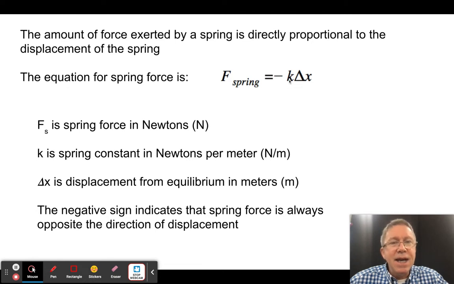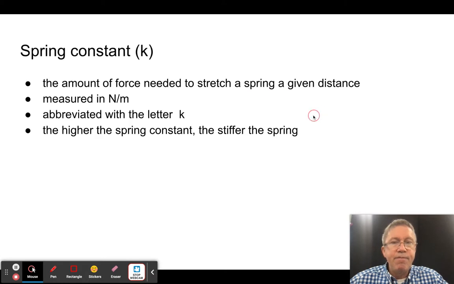And then we've got this lowercase k, which is called the spring constant, and it is measured in newtons per meter. So how many newtons does it take to displace it a meter? But the main thing I want you to look at here is that the force is always going to be in the opposite direction of the displacement.